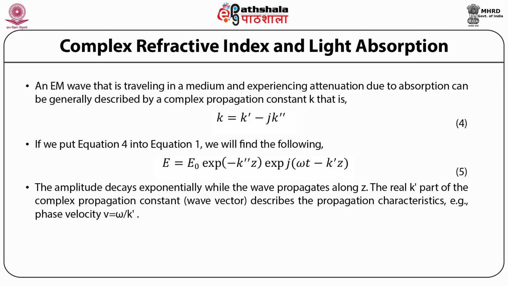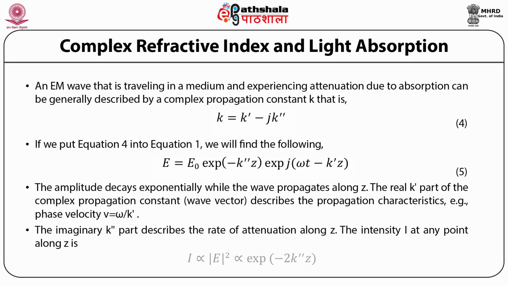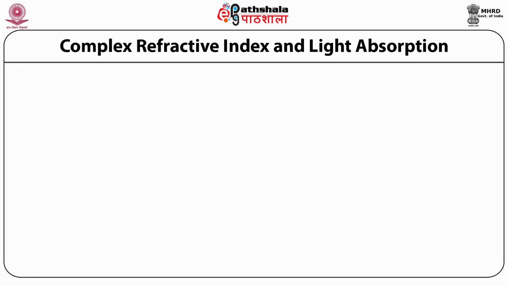The real k prime part of the complex propagation constant, that is wave vector, describes the propagation characteristics. For example, phase velocity v is equal to omega by k prime. The imaginary k double prime part describes the rate of attenuation along z. The intensity I at any point along z is proportional to modulus of E square, which is proportional to exponential of minus 2k double prime into z.